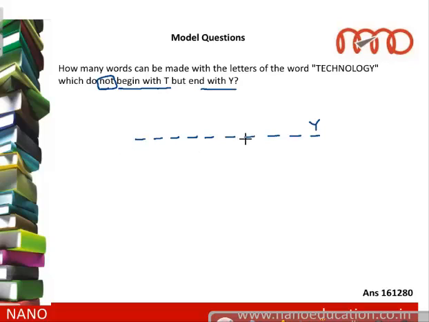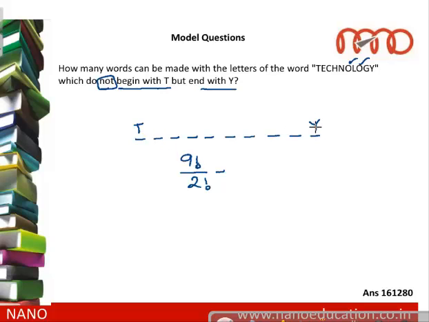Now, the remaining 9 places can be filled with 9 letters in 9 factorial ways. But identify that there are 2 O's which are identical, so we have to divide by 2 factorial. In this, there will also be cases where T is in the first place. We need to remove those cases, since T should not be the first letter. So how many words will be there with T as the first letter and Y as the last letter?